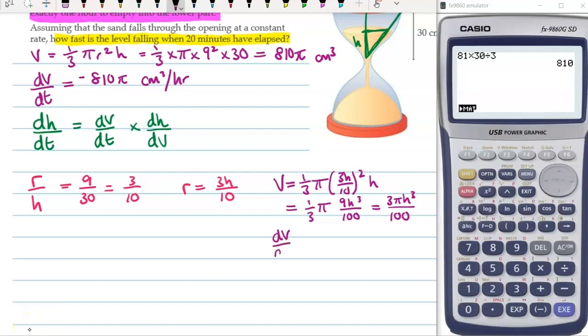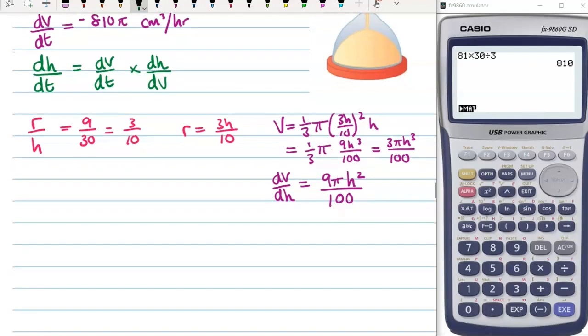That means we can do dV by dh, differentiate this thing here. So the 3 pi over 100, that's just a constant. So we're focusing on differentiating the h. Bring the 3 down and multiply it, we get a 9h squared. Oh, I missed the pi. 9 pi h squared over 100.